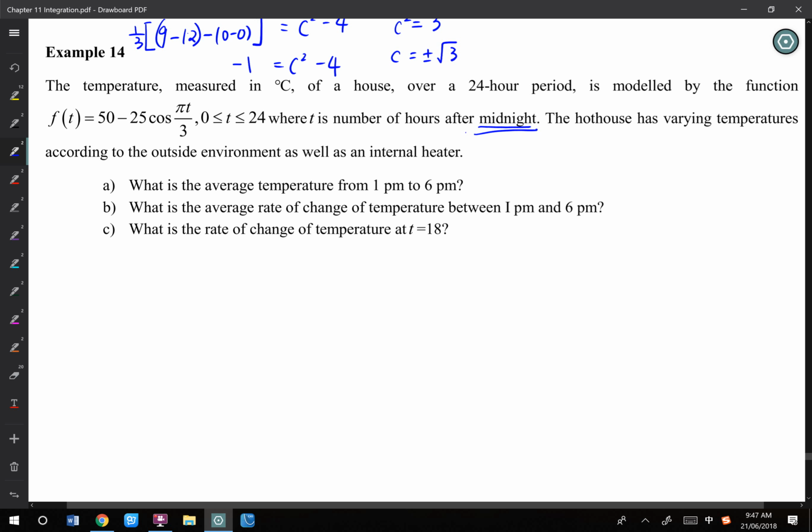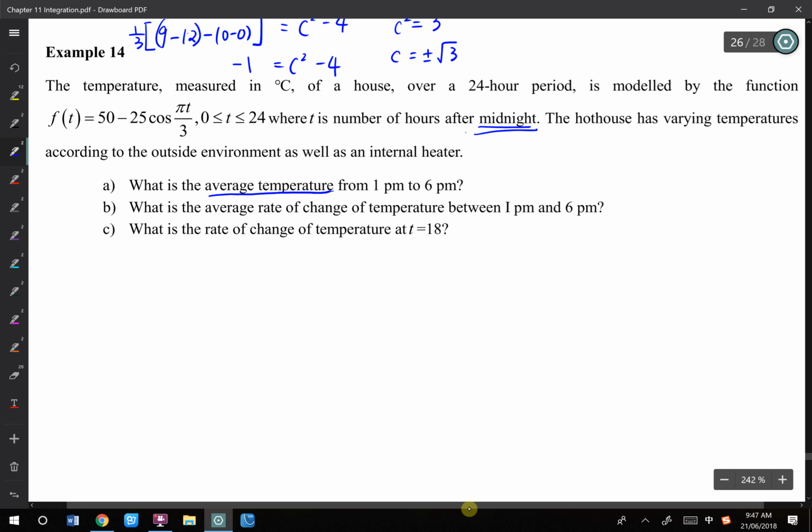So what is the average temperature from 1 to 6 p.m.? Okay, average temperature. There's nothing that talks about rate. So it's talking about average y value. Okay, if it's average rate of change, it'll make the word rate really clear. So this one is just talking about the average y value, the average temperature in between 1 to 6.